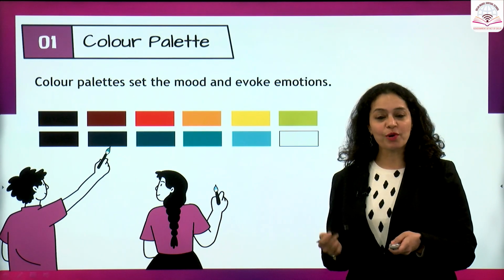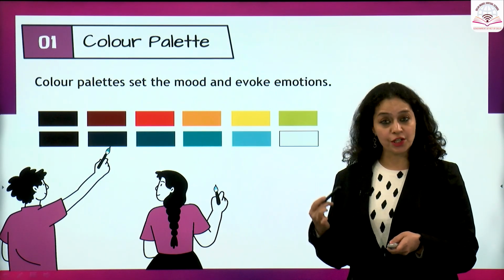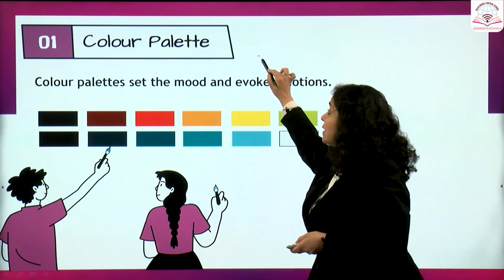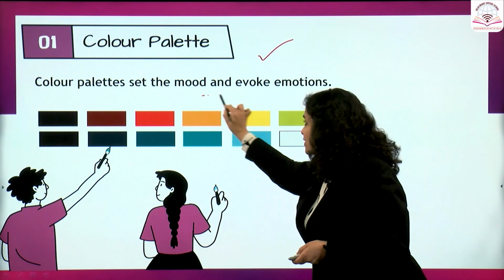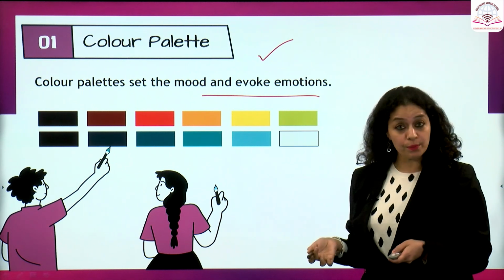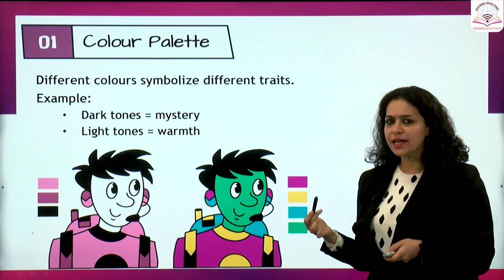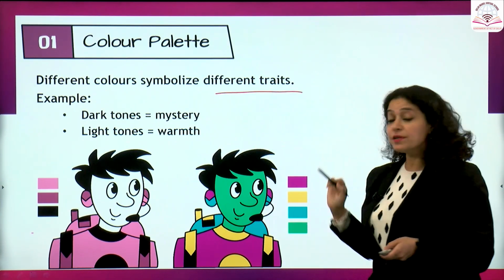So let's talk about the first technique that helps us to evoke mood and tone in a comic or a graphic novel, and that is color palette. Yes, color palettes actually set the mood and also evoke emotions. And how does this happen? With the use of different shades of colors. Different colors symbolize different traits.